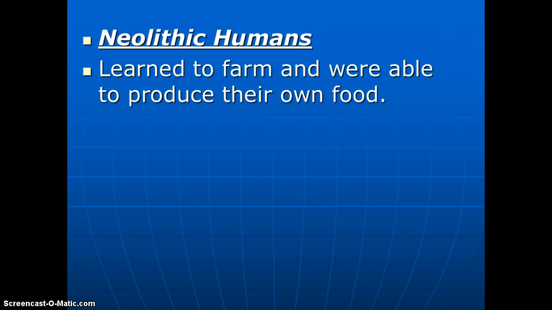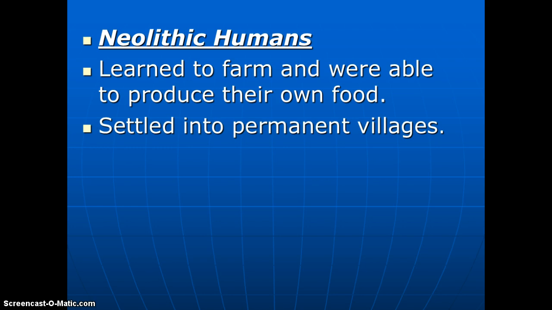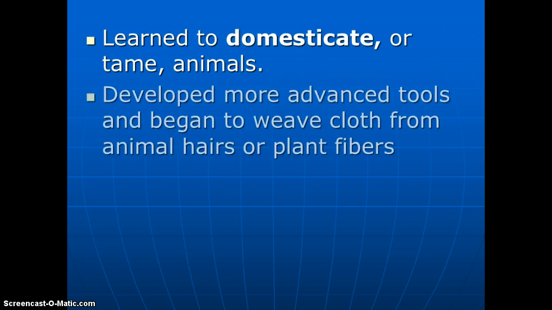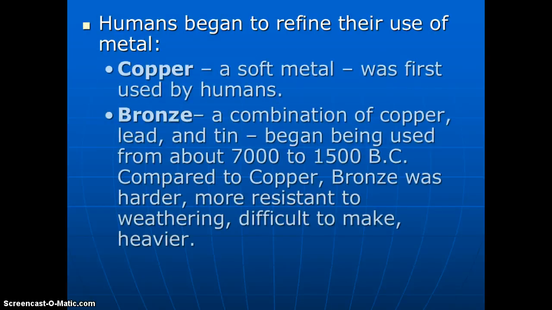So, in summary, Neolithic humans learned to farm and were able to produce their own food. That's a biggie. They settled in permanent villages. They domesticated animals. They developed more advanced tools, and they are going to start to use metal. I'm going to talk about that in just a second. And instead of just having animal furs, they began to weave cloth from animal hairs or fibers, like taking the hair from a sheep and making it into yarn, okay?